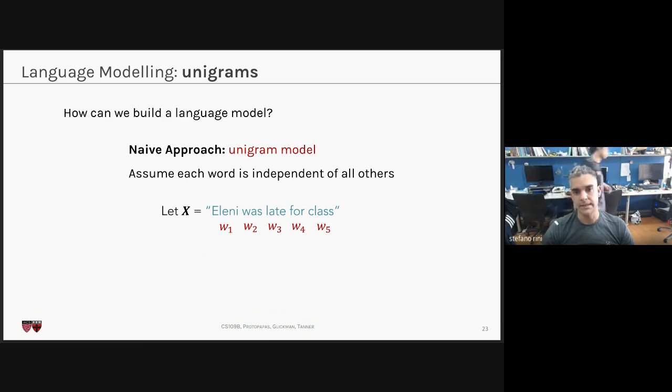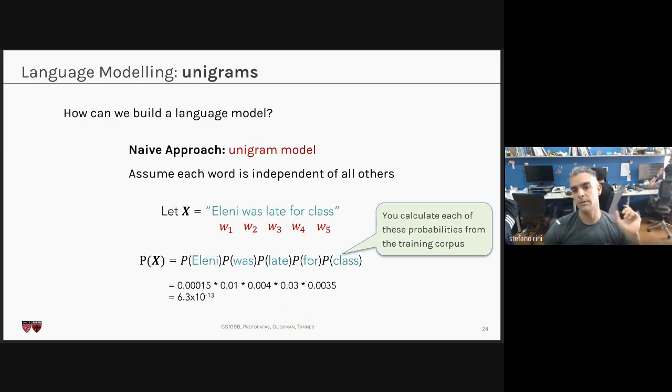Okay, so let's say that we look at this sentence again: Eleni was late for class. We just go to our corpus of all possible English text that we have been given, and we look at the probability of Eleni, the probability of was, the probability of late, the probability of for, and the probability of class, and we say that the probability of this sentence is simply the product of the probability of each single word. Okay, so in this approach, we disregard the joint distribution fully. We disregard how the memory exists in the sequence, and we just take the product of this.